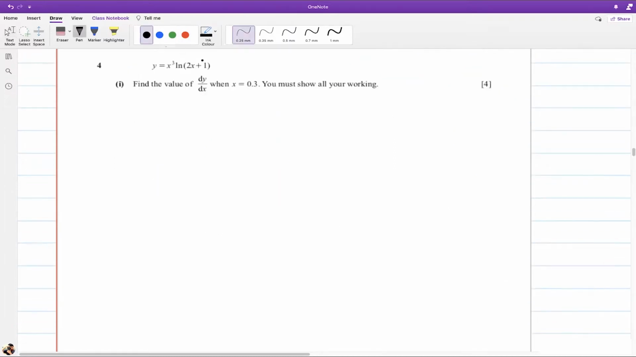Alright, find the derivative of this when x equals to 0.3. First you do this part and then you plug in the values. Remember that. आपने direct values नहीं plug in कर देनी. So हम इसको देखते हैं. Y equals to x cube ln 2x plus 1. Now, as I've told you before, if you have a situation like this, you break it down into two functions. One is u, one is v. So if you write m, u is this, v is ln 2x plus 1.